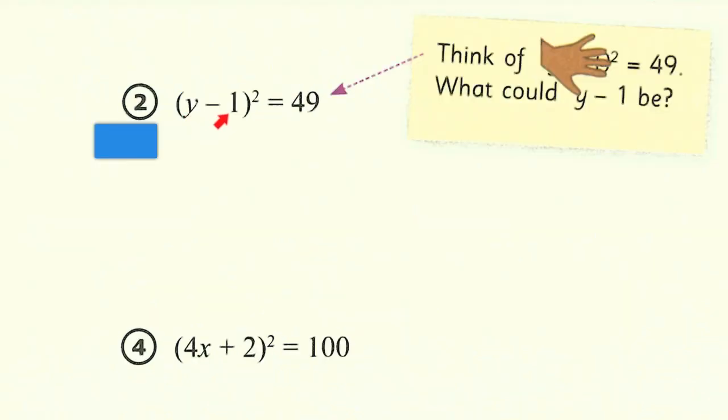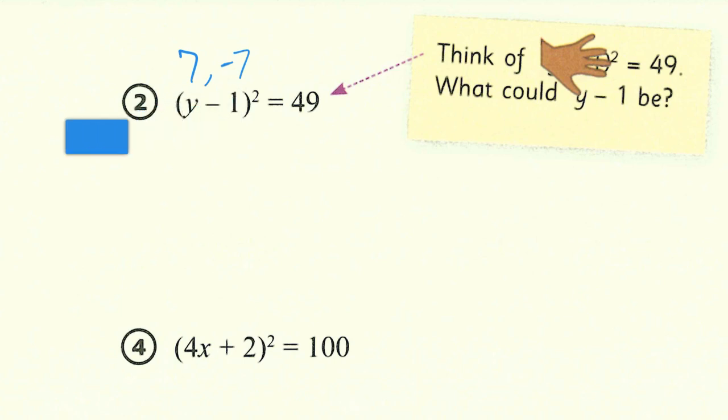In number 2, we have y minus 1 all being squared equals 49. And I'm going to cover this middle part up. This is what I would cover up using my finger on my paper. So what number squared gets me 49? So I know that it could be 7, because 7 times 7 is 49. Or I know that it could be negative 7, because negative 7 times negative 7 would be a positive 49.